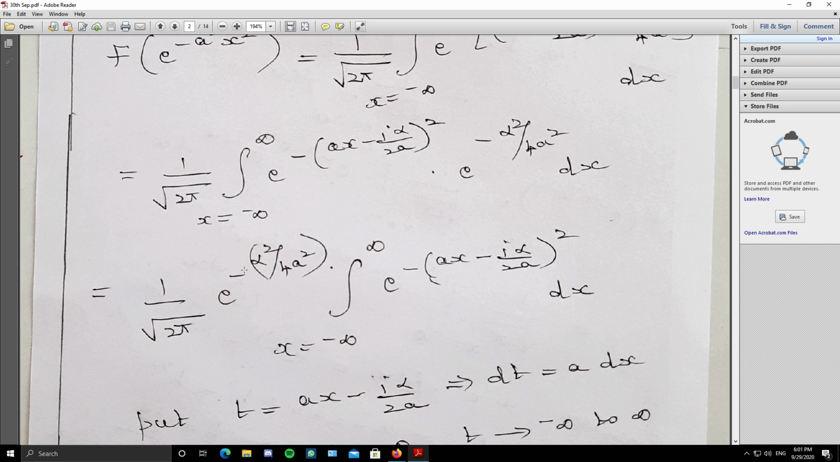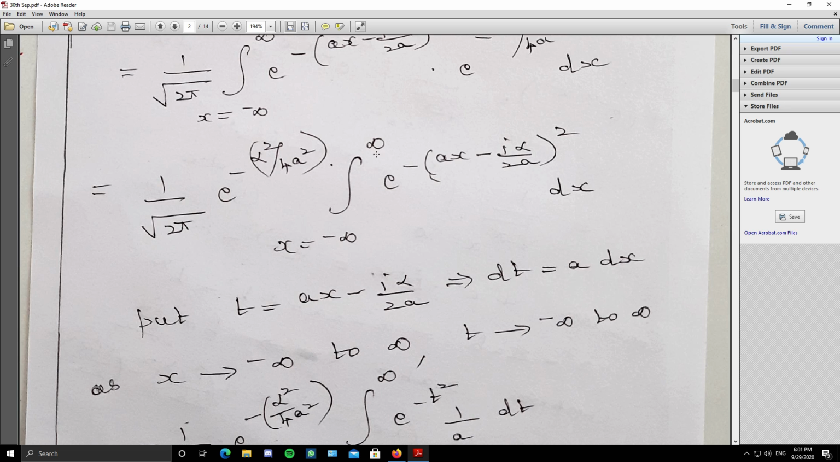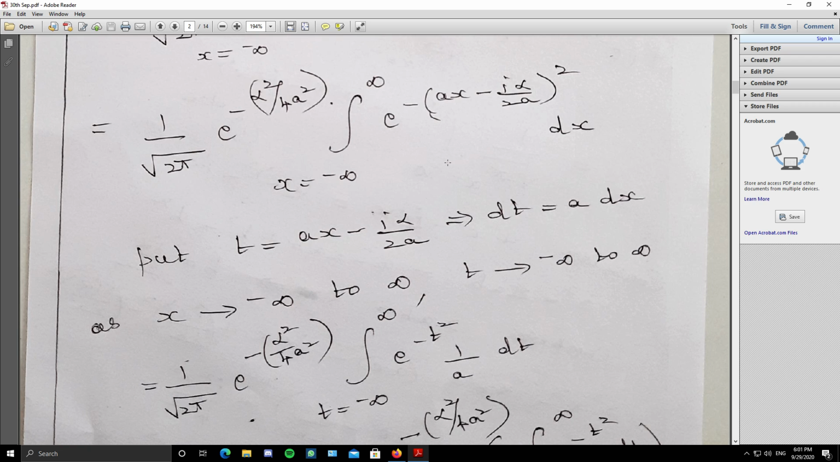So this term is taken outside, and the next substitution is this is taken as t. So t equals ax minus I alpha by 2a, dt equals a dx. As x varies from minus infinity to plus infinity, t also varies from minus infinity to plus infinity. So this integral is rewritten in terms of t. So 1 by root of 2 pi e power minus alpha square by 4a square integral t equals minus infinity to plus infinity e power minus t square, and what is dx?